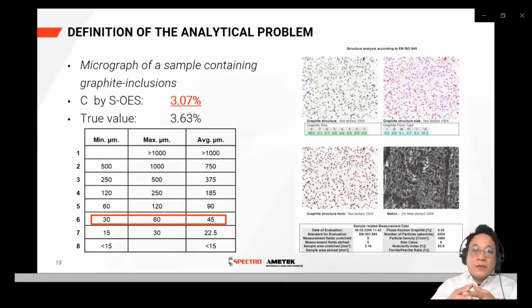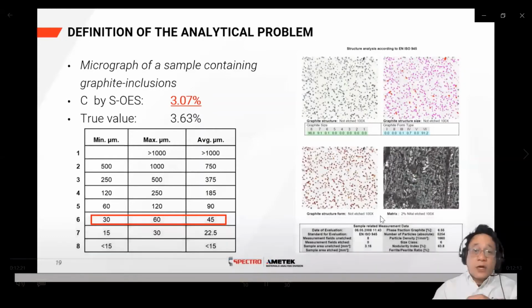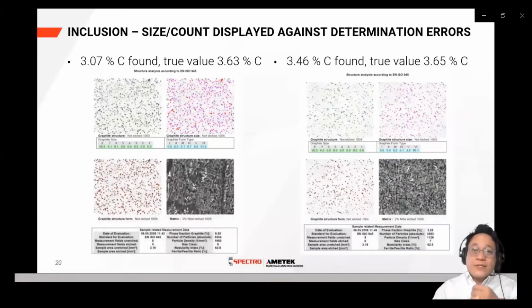When analyzing such a sample on a traditional Spark OES, the carbon results are measured too low at 3.07% compared to 3.63% as the true value coming from a combustion analyzer. The difference is too large to effectively run a process control using a traditional Spark OES instrument with a traditional method. Looking at another example, on the left side is our class 6 size sample with 3.63% true carbon instead of 3.07% analyzed.